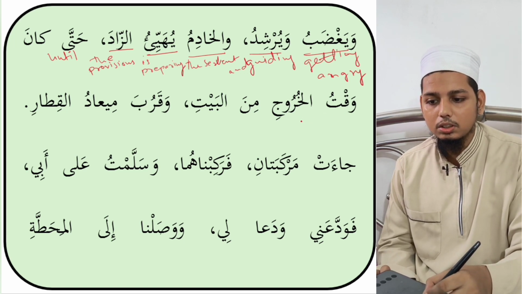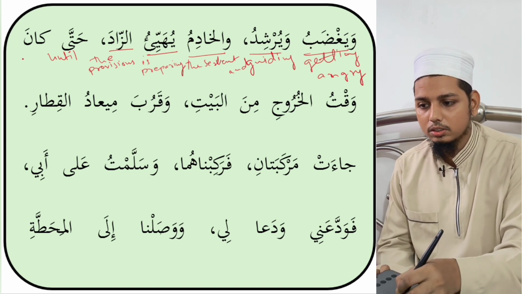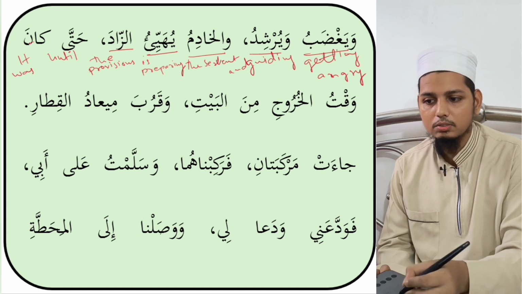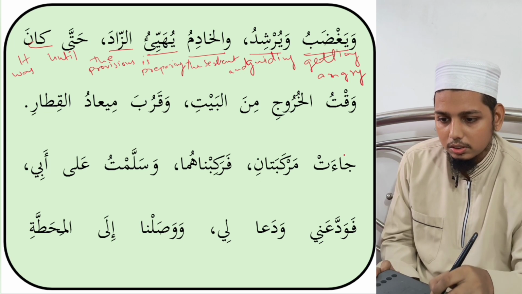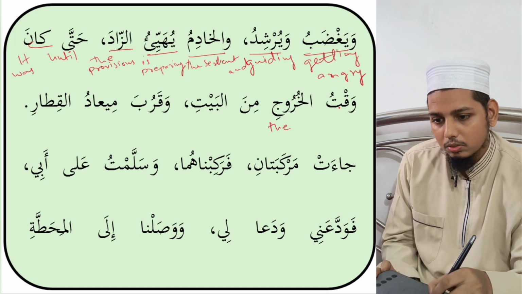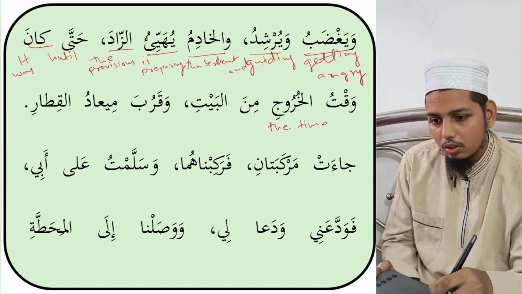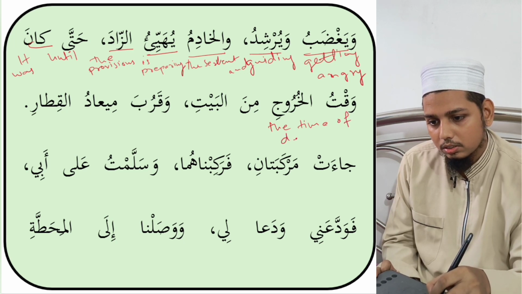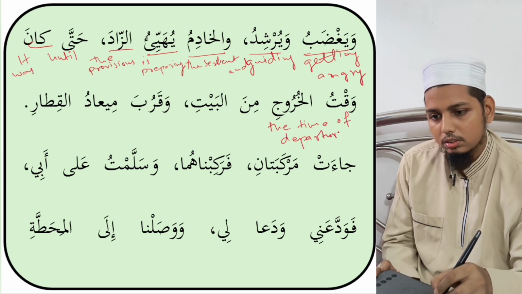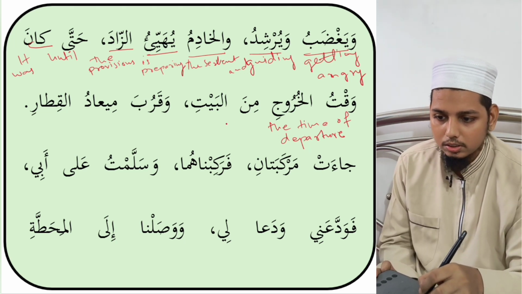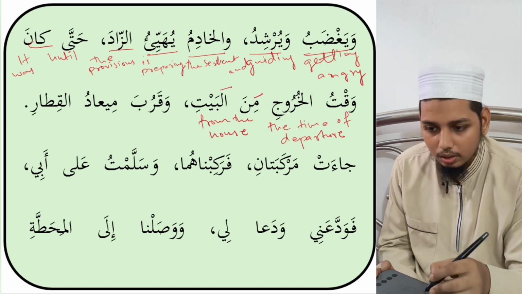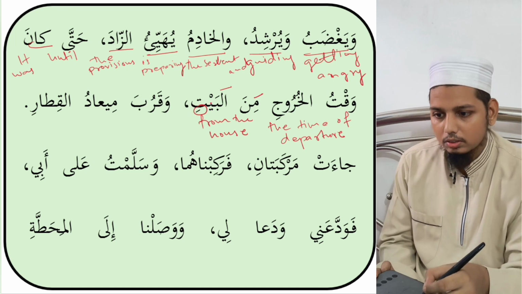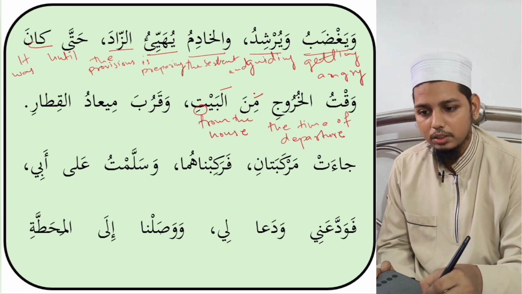Hatta kana waqtul khuruji min al bayt, hatta is until. Kana is for mazi. Hatta kana, until it was the time, waqt, the time of departure, khuruj, the time of departure from the house. Min, from, al-bayt, house. Why is it jar here? Because min is harf jar.